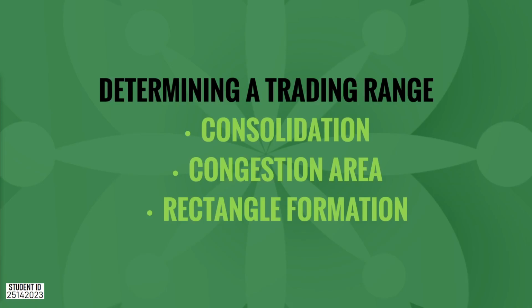The configuration usually occurs after a larger trend has come to a temporary halt, which is the range. A trading range is also called a consolidation or congestion area, or a rectangle formation.